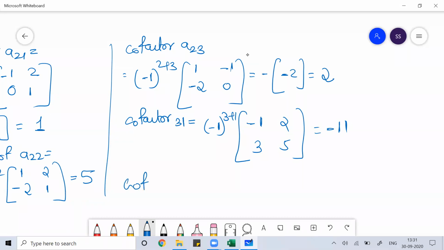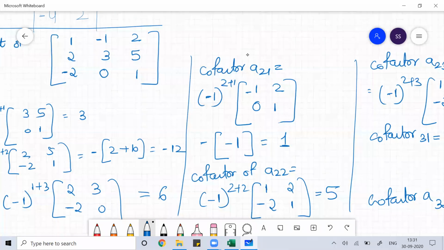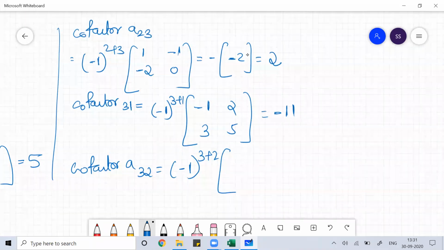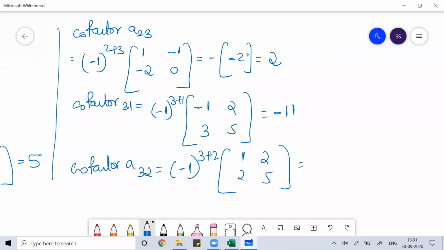Then the cofactor of A32, that is -1 to the power 3 plus 2. For the A32 cofactor, the minor is 1 2 / 2 5, and the minus sign will come. This is 5 - 4, which is -1.